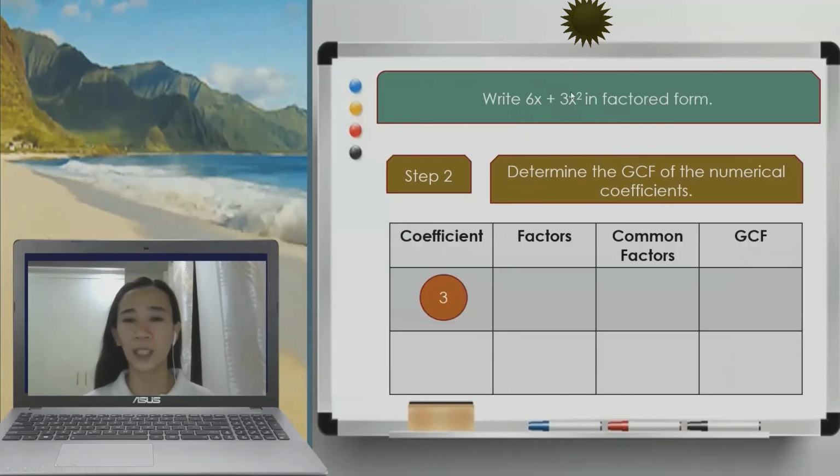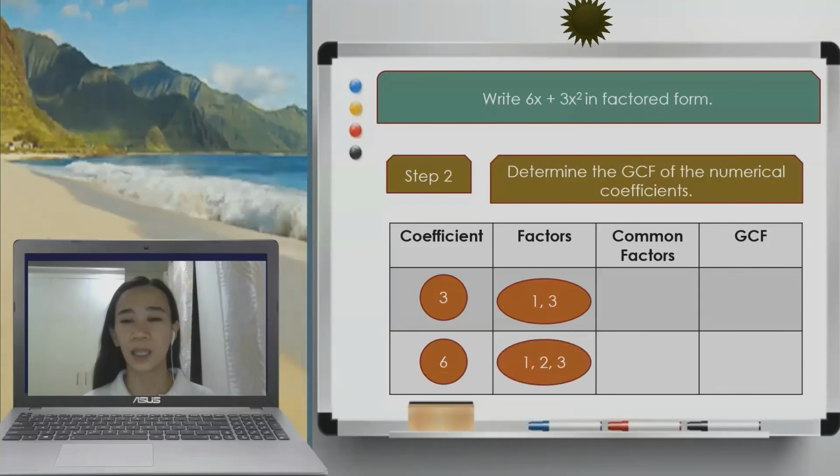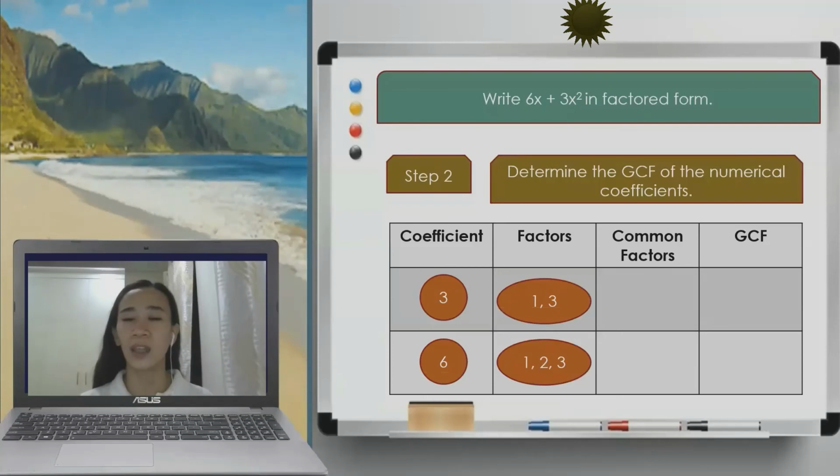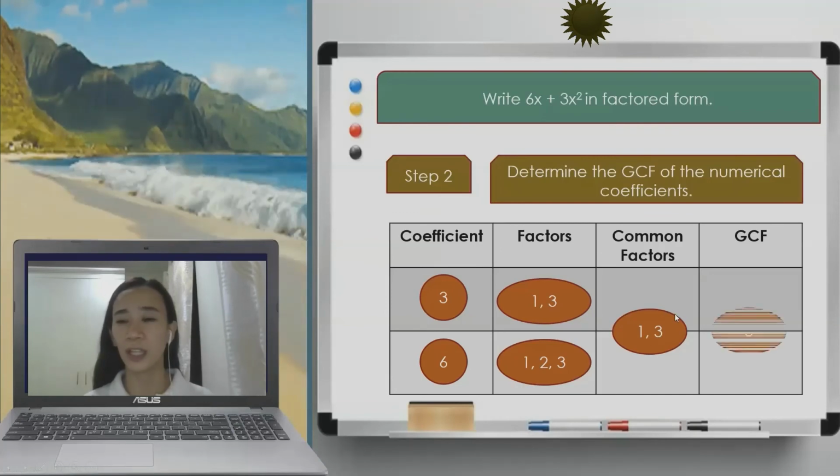First, the coefficient 3. What are the factors of 3? Factors of 3 are 1 and 3. How about for the coefficient 6? The factors of 6 are 1, 2, 3, and 6. Then, what are the common factors of 3 and 6? We have here 1 and 3. So, the common factors of 3 and 6 are 1 and 3. Then, for 1 and 3, what is the greatest common factor? We have the number 3.